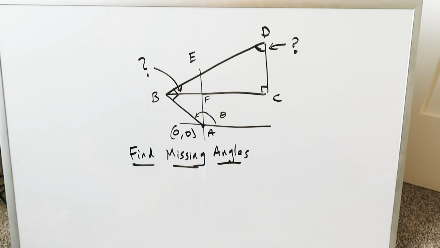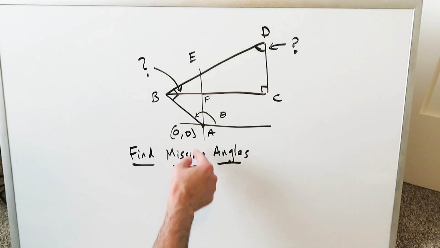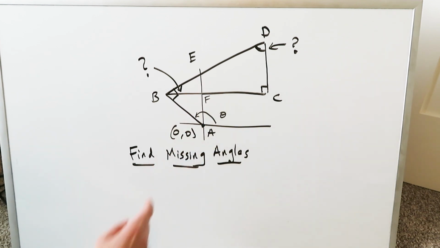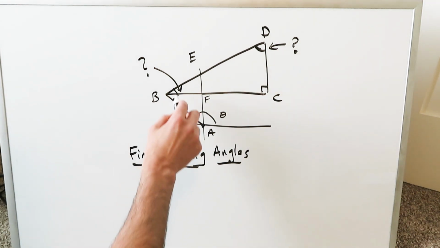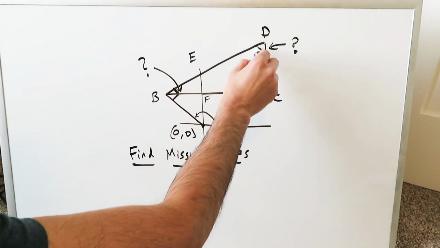Thank you for joining me for this video where we have to find missing angles for the representation we have here before us on an XY axis. Here's my x-axis, my y-axis. This point right here is the origin. The missing angles we have to find are this one right here and that one over there. We see this one right here and that one.